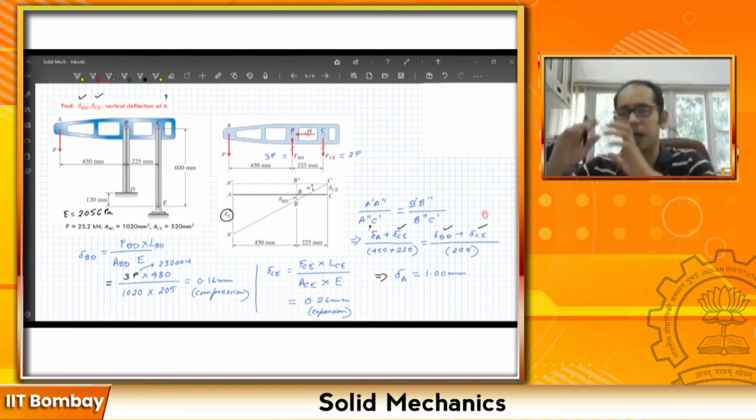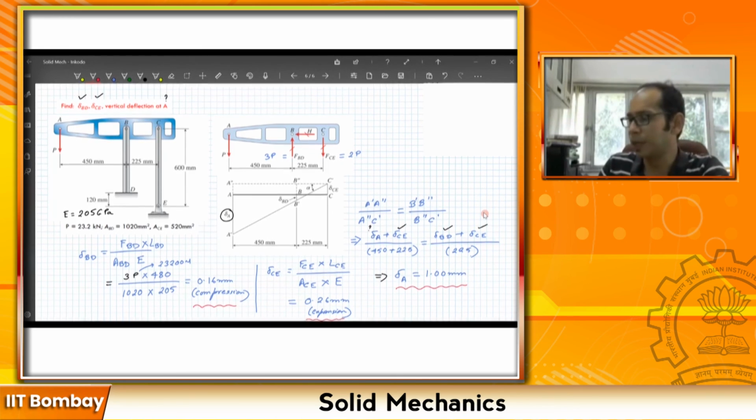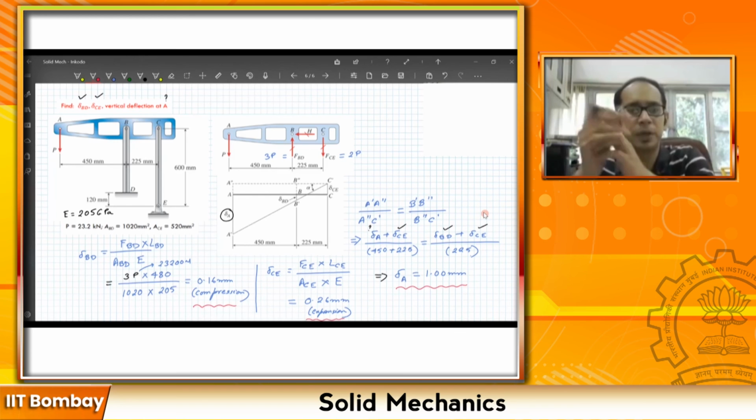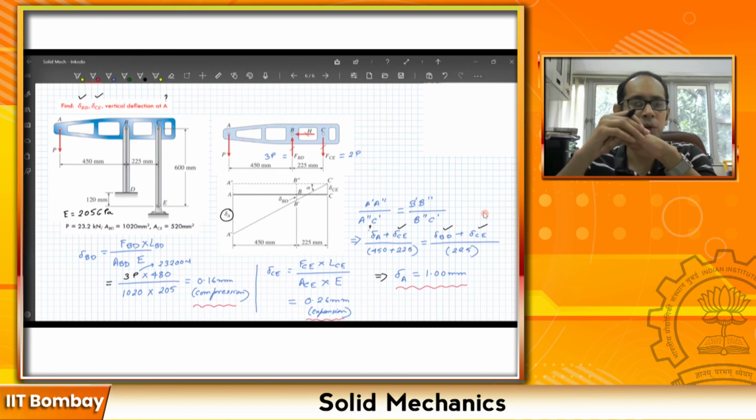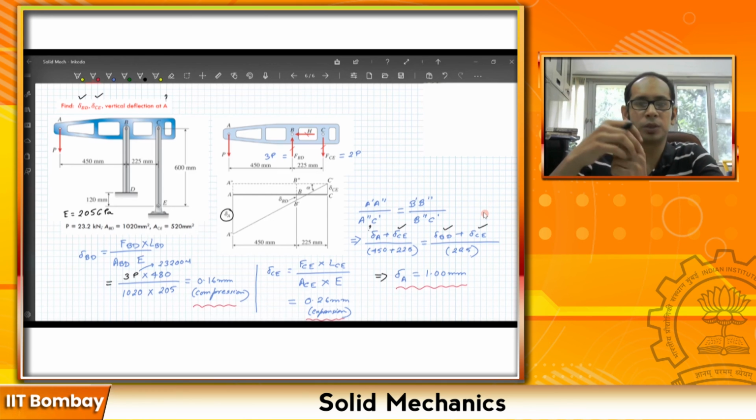So these are the answers that we have over here. We were asked to calculate delta BD, which I have calculated here, delta CE, which we have calculated over here, and delta A eventually, which we have calculated over here. I hope this example made some sense in understanding how bars undergoing uniform compression compress, or how they expand if they are undergoing tension.